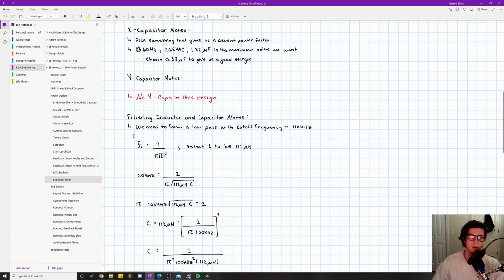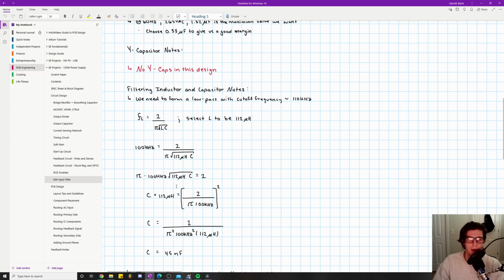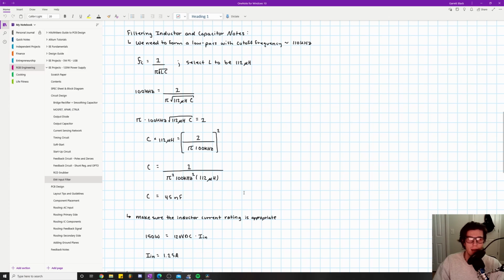We know that the cutoff frequency for an LC filter is equal to 1 over 2π times the square root of LC. So we need to select L to be 112 microhenries. This was arbitrary; I'm using application notes and other guides to pick these values. If you pick 112 microhenries for the inductor, then you can solve for our capacitor value. We're picking 100 kilohertz as our cutoff frequency just to give us a little headroom, so that we've already started filtering a little before we actually need to. Then you do the math and figure out that C needs to equal 45 nanofarads.